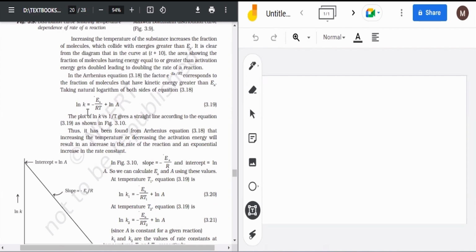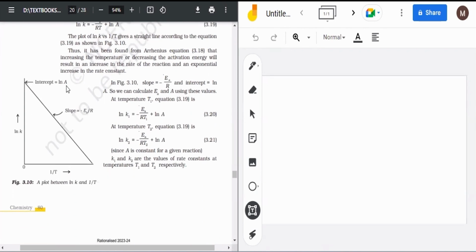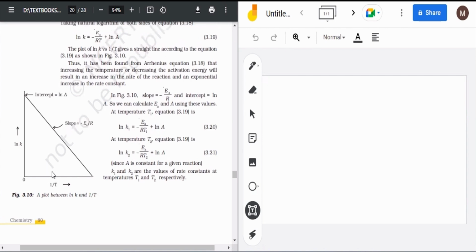बाकी जो k is equal to A e to the power minus Ea by RT था, उसको मैंने ln के फॉर्म में लिखा. दोनों तरफ ln ले लिया, then I will get ln k is equal to minus Ea by RT plus ln A. Then I can define its graph taking 1 by T on the x-axis and ln k as my y. We will get minus Ea by R as our slope. Slope is negative, so we are getting a negative slope graph, and ln A will be our intercept.